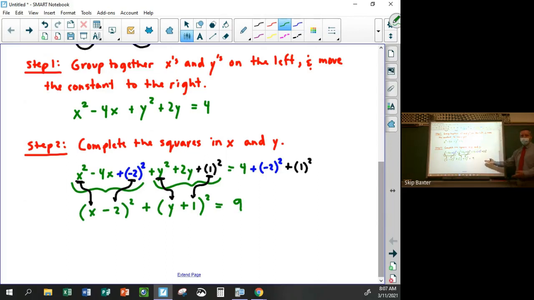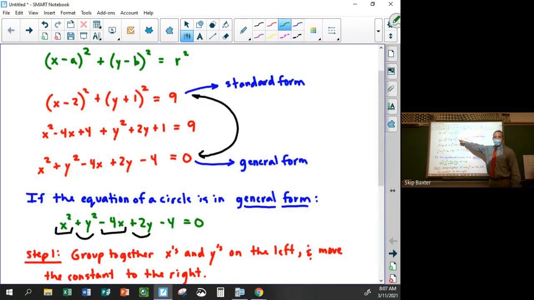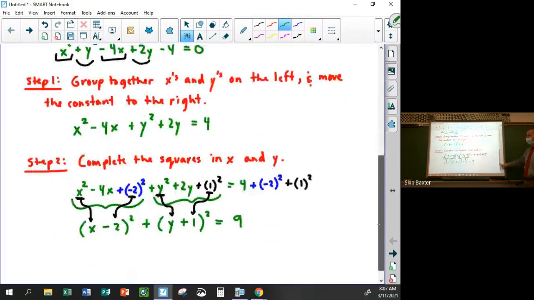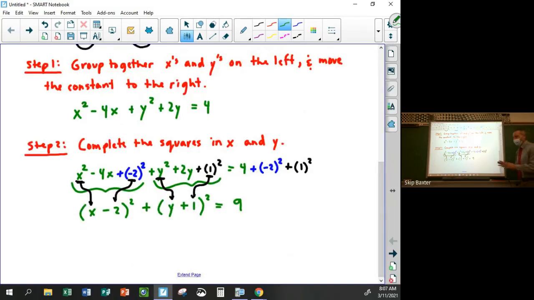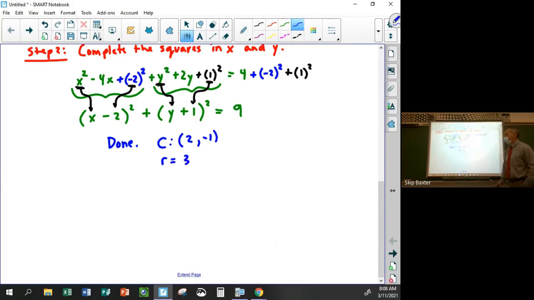That's it. It's in standard form now. I can easily pick out the center and radius. Center is 2, negative 1. The radius is 3. And that's the answer we should have gotten up here, right? That's the same answer that we started with up here before we FOILed it. So you can see that completing the squares process is really fundamental in being able to do this. Once you get here, you're done. The center is 2, negative 1, and the radius is 3. Done. All right, let's do a couple more examples.